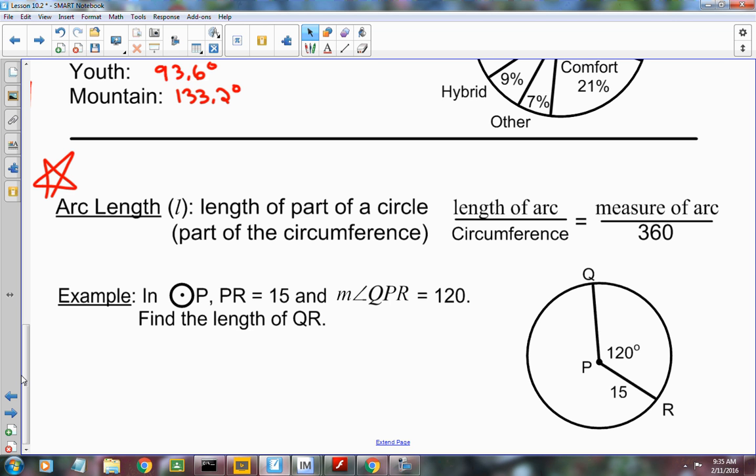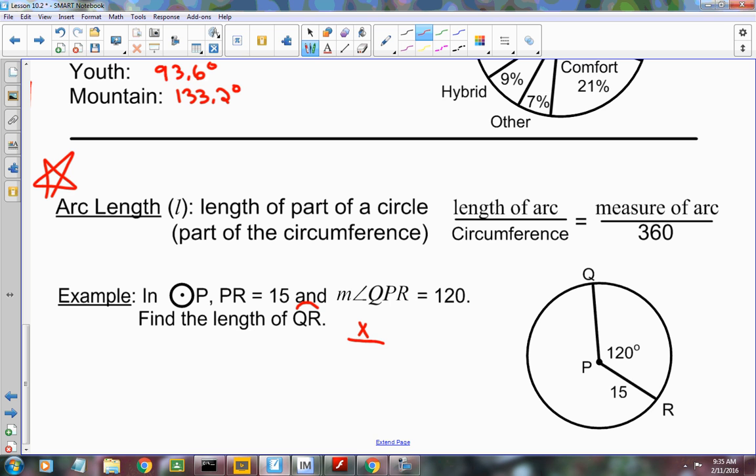Okay, so in circle P, it says that PR is 15. It says the measure of QPR is 120, and we want to find the length of arc QR. So the length of the arc is unknown. That's my x. I need the circumference, and I want to keep it exact. I don't want to find the circumference and round it because then I have to round again, and the more I round, the further away from the answer that I get. So I want the exact circumference.